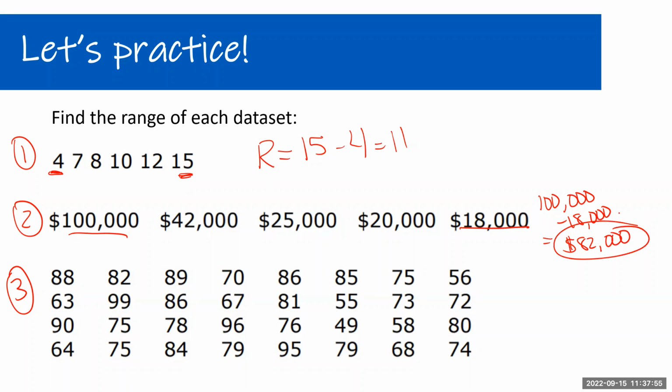And on the third one, there are a lot more numbers here, and they're not in order. We can actually use the calculator that we used in the last section, those one variable stats. It doesn't tell us the range, but it does tell us the min and the max, and so that can help us here. But if we look really carefully, it looks like our largest is going to be 99 and our smallest is going to be 49, I believe. So our range would just be 99 minus 49, which is going to be 50.